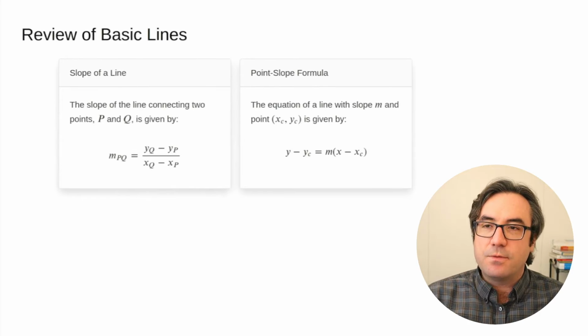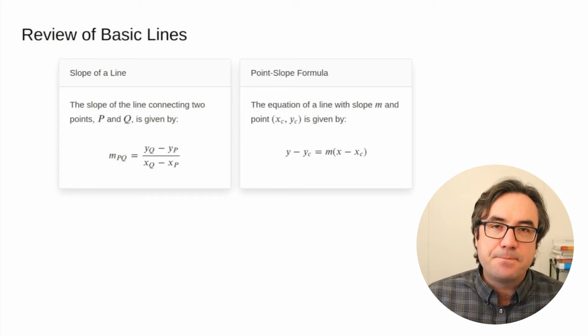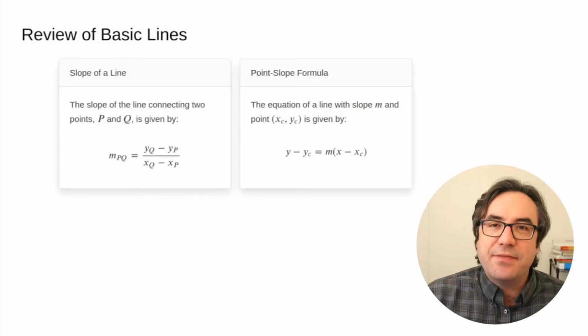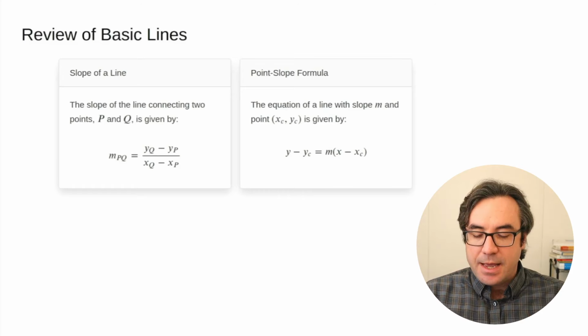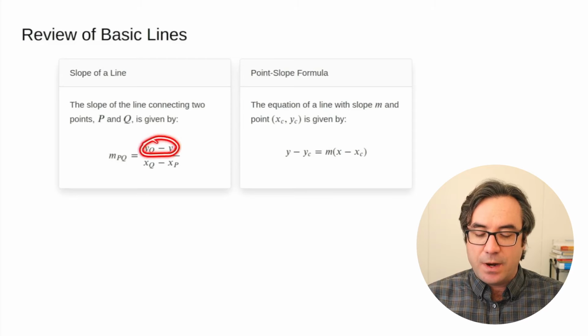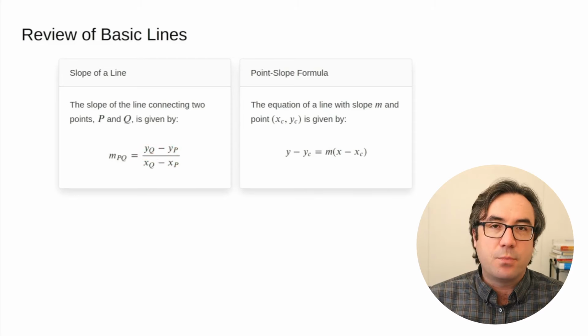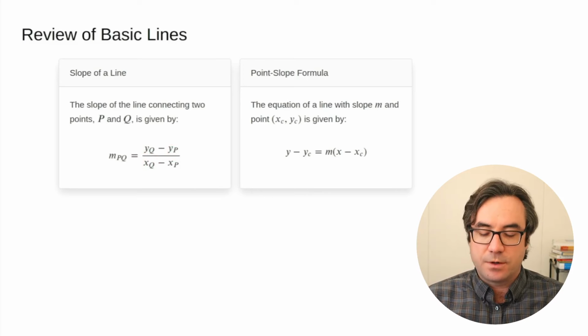So let's just review a few basic formulas. So if we have a line, and we know 2 points on that line, we can figure out what's called the slope of the line. And the slope of the line essentially is the change in y over the change in x. So we take the y coordinate from point Q and we subtract off the y coordinate from point P. And then we do the same for the x coordinates. So the x coordinate from point Q minus the x coordinate of point P.